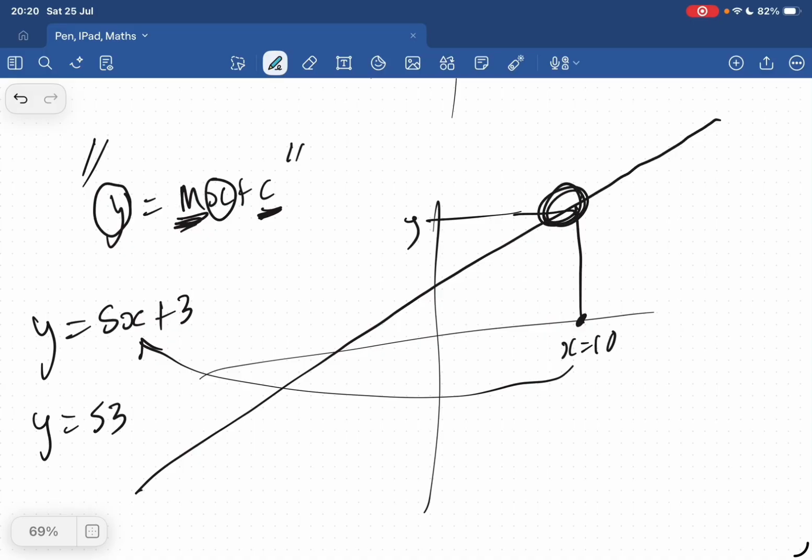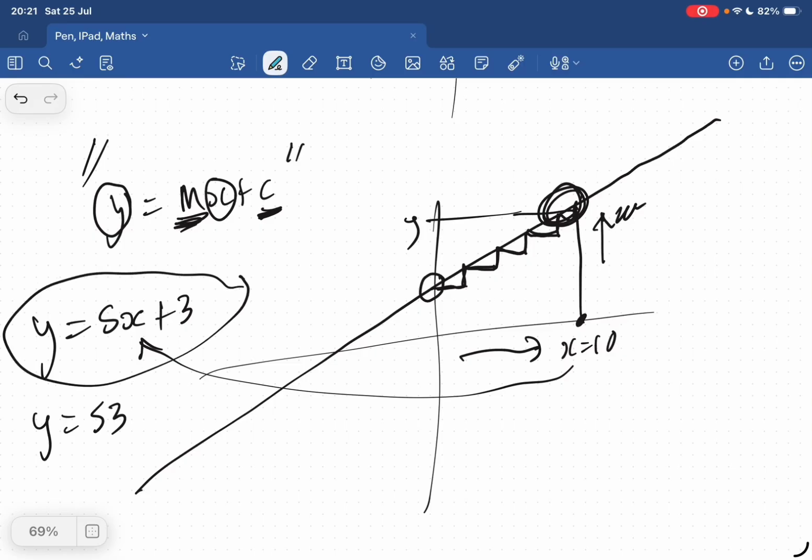All the information I needed was that it crosses the y-axis here and I know the gradient. The formula's doing the hard work of counting along by 1, up by 5, along by 1, up by 5, 10 times, and saying where is your y now going to be. This formula is making that process quicker.